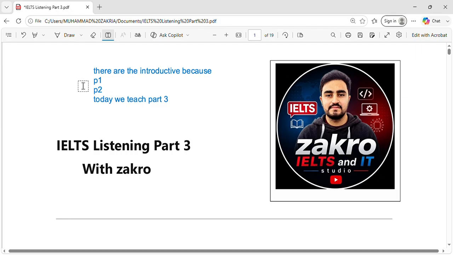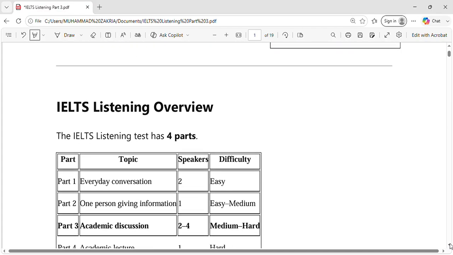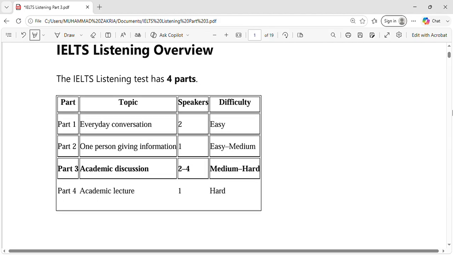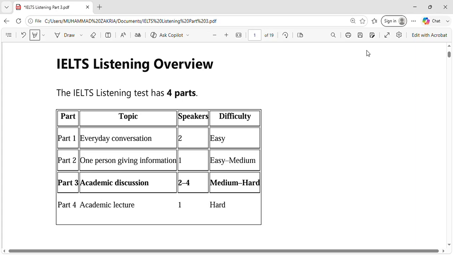Before starting the lecture, the introduction to part three. In this lecture, we discuss the introduction of part three and its facts and its properties, and which type of question the examiner asks in this part. Firstly, we discuss the main topic. The main topic is IELTS listening overview. I want to revise one of them again.